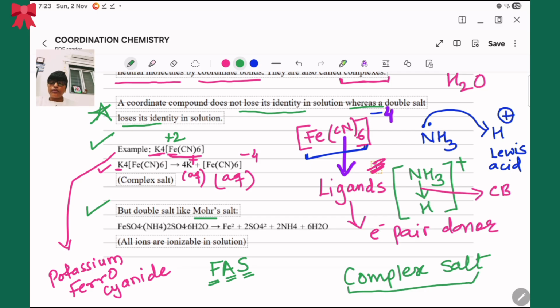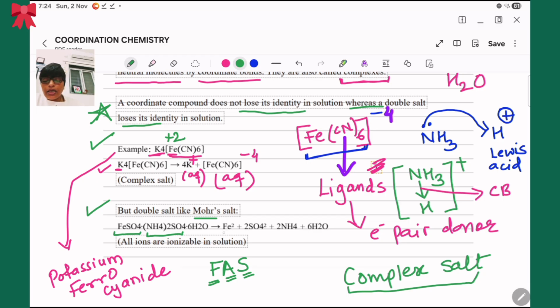So this is a double salt. Why is it called a double salt? Because it is made up of one salt, that is FeSO4, and another salt, that is (NH4)2SO4, that is ammonium sulfate. Now when I put a double salt in water, it will break completely into its constituent ions. Whereas if a complex salt or a coordination compound is added in water, it will not break completely into its constituents, right? That means the double salt has lost its identity. It has got completely separated.